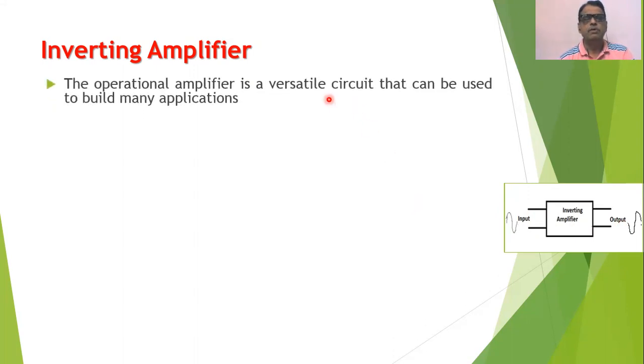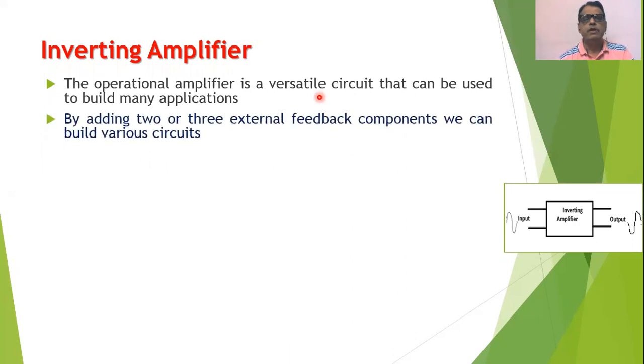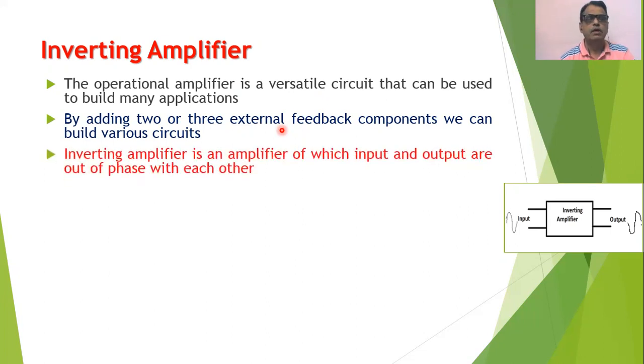Friends, we know that operational amplifier is a versatile circuit and that can be used to build many applications. When we add some two or three external feedback components to the operational amplifier, then we can build many circuits by using operational amplifier. Inverting amplifier can also be built by using operational amplifier. Inverting amplifier is an amplifier of which input and output are out of phase with each other. That is, whenever we apply a positive half cycle to the input, then at the output we will get a negative half cycle.